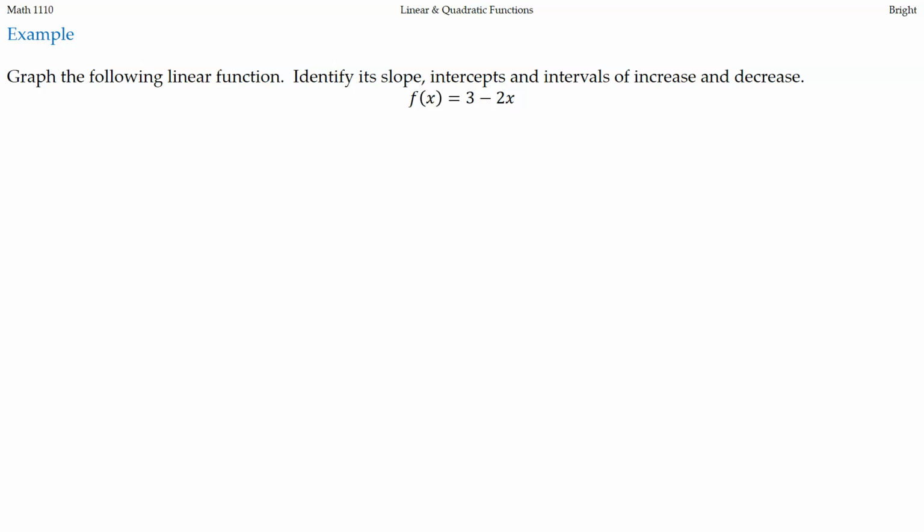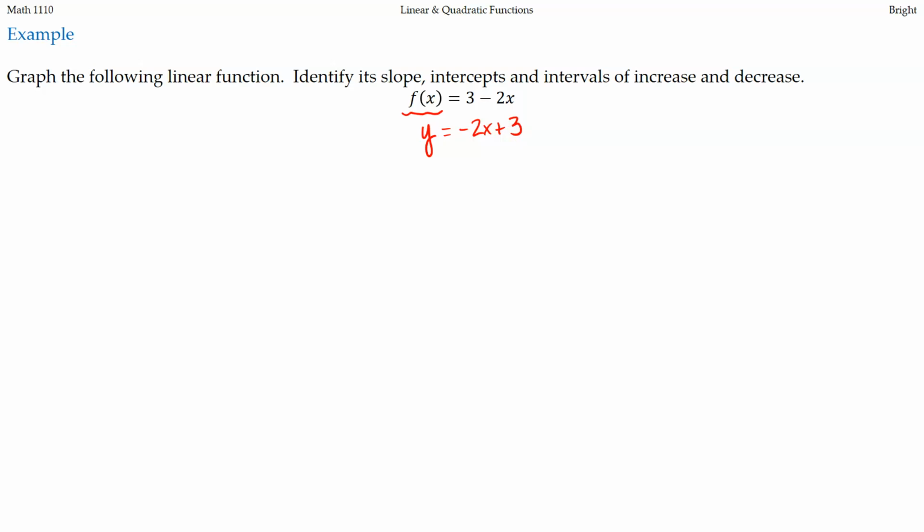And so here, this is a linear function. We want to identify its slope, intercept, and so on. Here, this f of x, we might remember that's really the same as y, and really a function is just a way to get the y value. So if we write this a little bit differently in slope-intercept form, this would be y is equal to minus 2x plus 3.